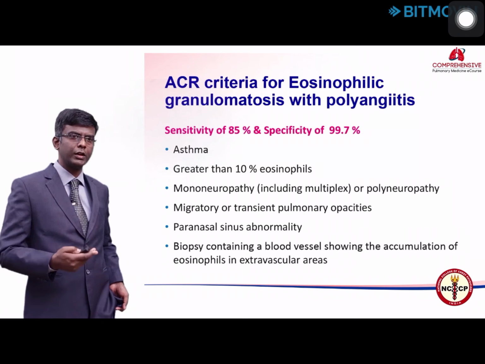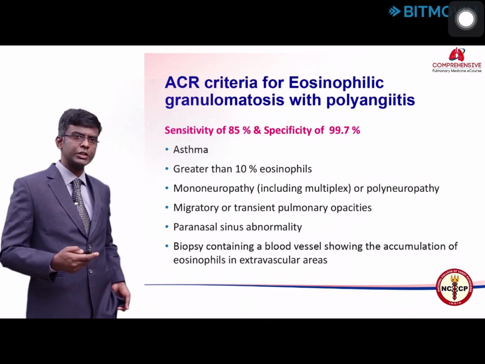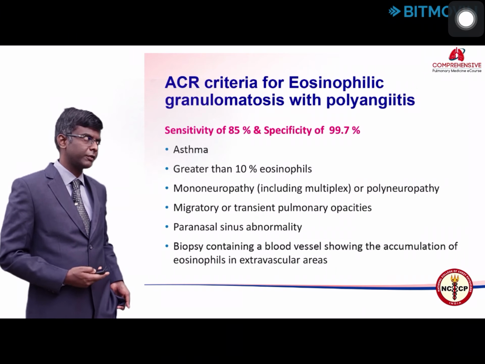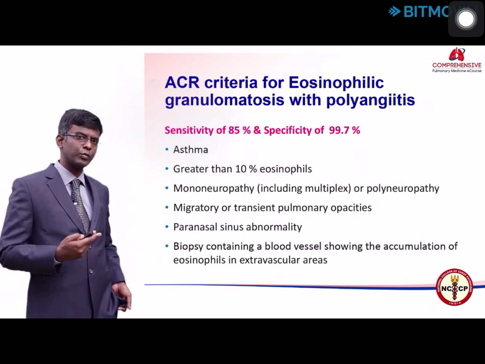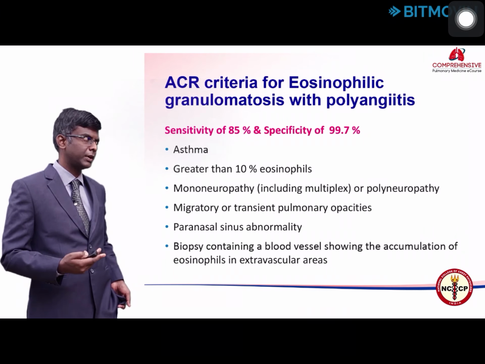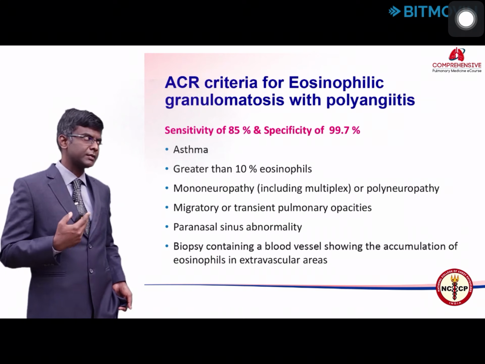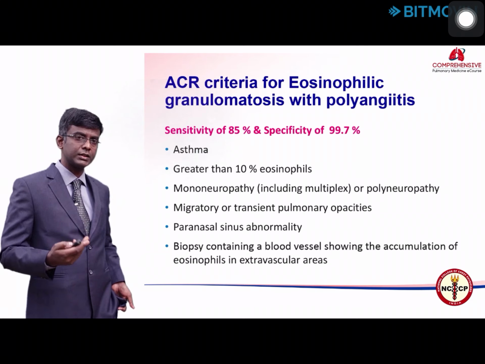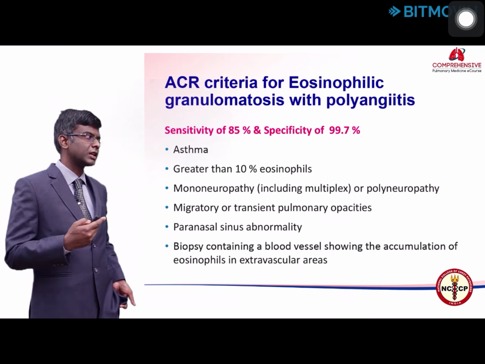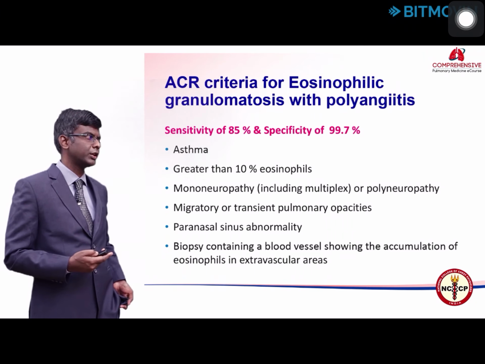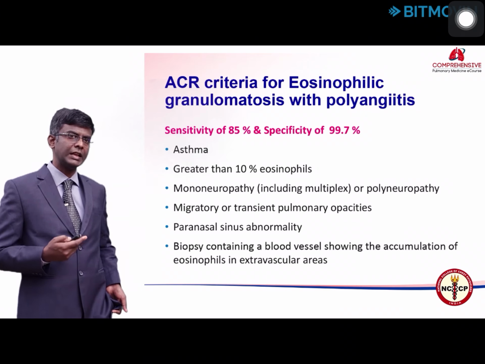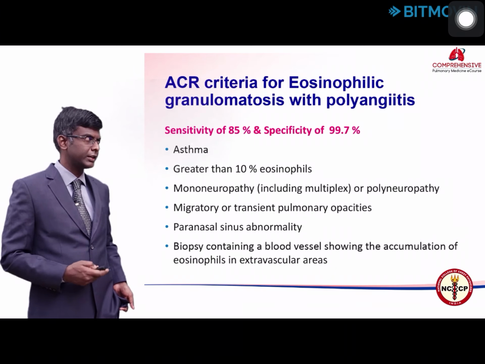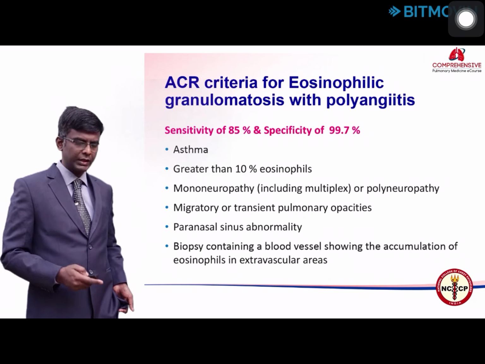There is an American College of Rheumatology criteria which include asthma, which is often poorly controlled, and greater than 10% peripheral eosinophils. Patients can have mononeuropathy, including multiplex, or polyneuropathy. There are migratory or transient pulmonary opacities on chest radiograph, paranasal sinus abnormality, and biopsy containing a blood vessel showing the accumulation of eosinophils in extravascular areas. So, if the patient satisfies all these criteria, it has excellent sensitivity and specificity.